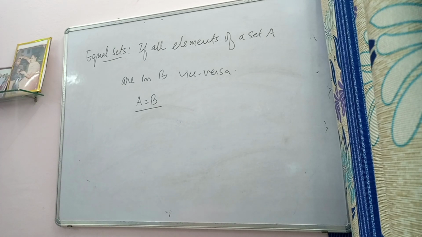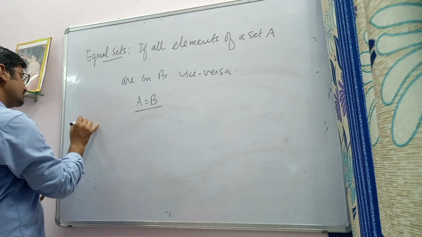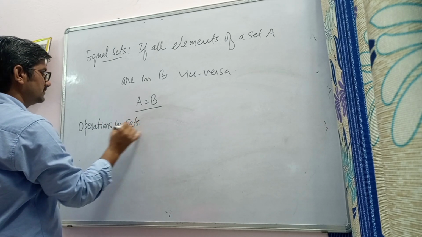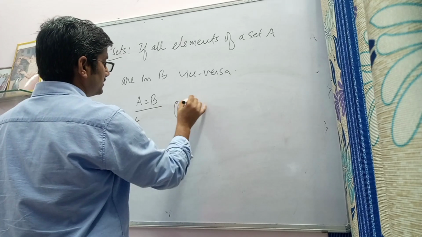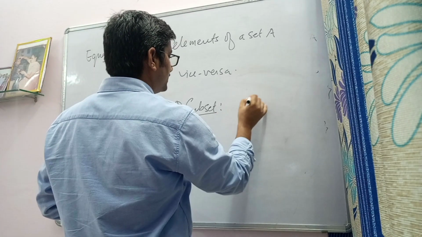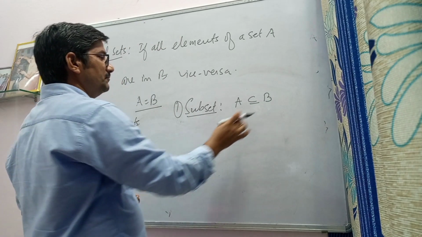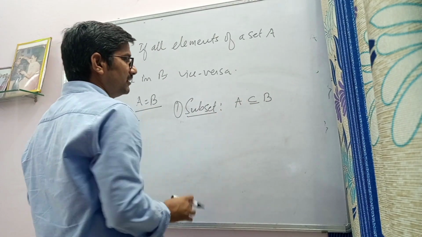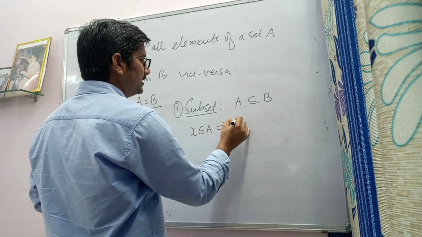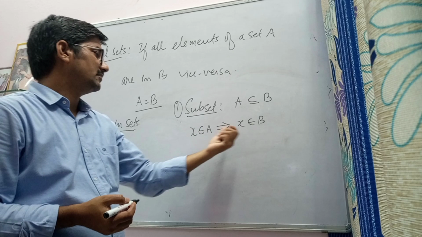So the next is the algebra of sets, or we can say the operations on sets. Number one is subset. We denote the subset by this symbol. Suppose A is a subset of B, it means B contains A, or all the elements of A are in B. So we write this as x belongs to A implies that x belongs to B. But the converse need not be true.